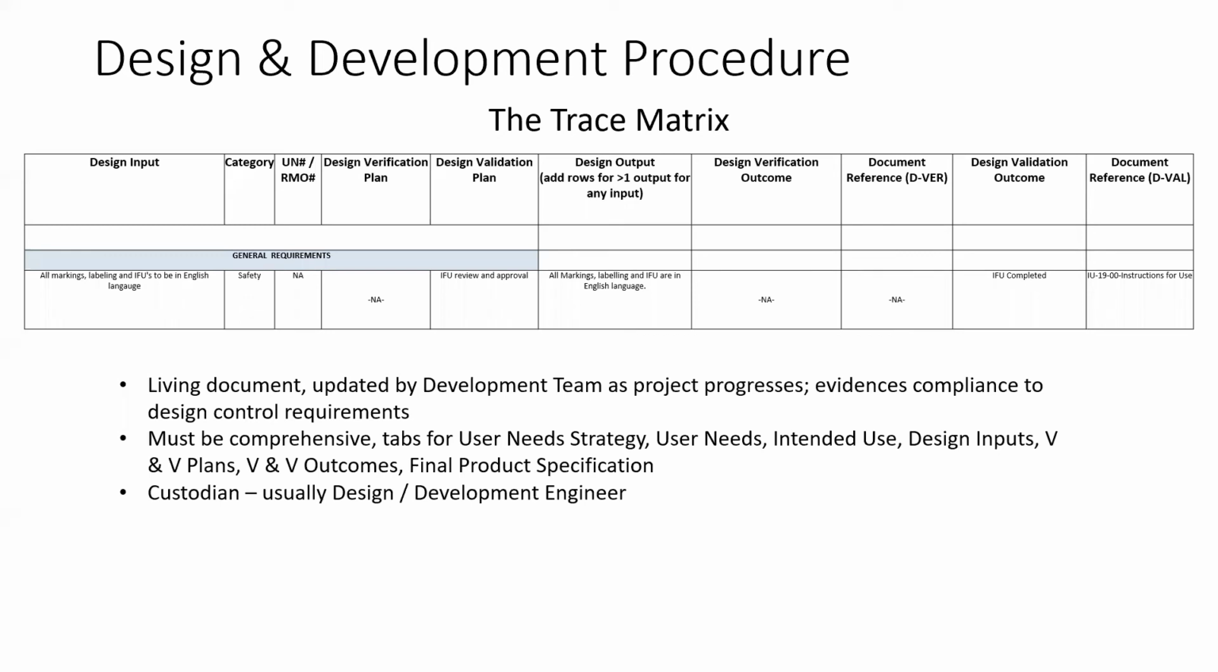So is it a drawing? Is it an IFU? Is it a catalog? Is it a circuit diagram? Is it a specification? Is it a list of ingredients or whatever? What is my output? Then what is my verification outcome? So the actual verification that was carried out according to the plan, what is the outcome? What is the document that refers to this outcome? What is the validation outcome? And what is the document that refers to this outcome?